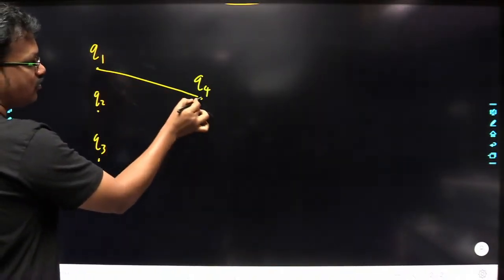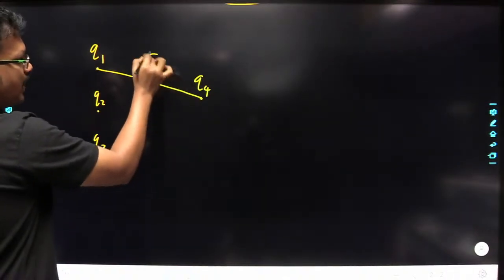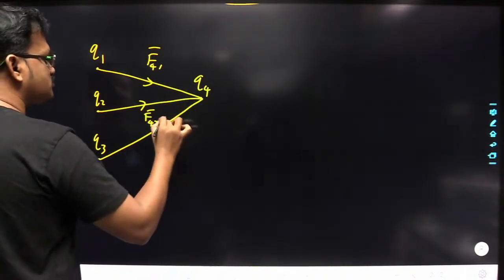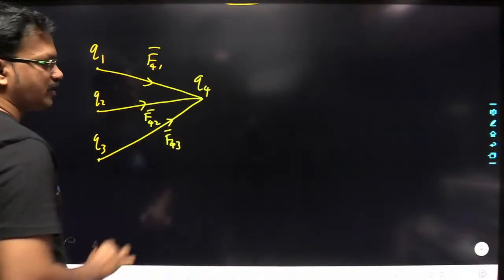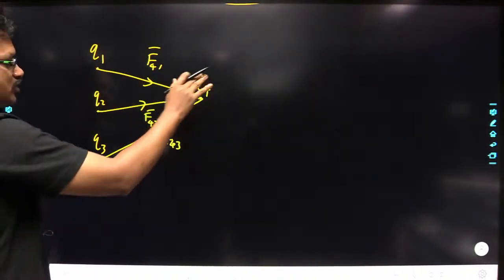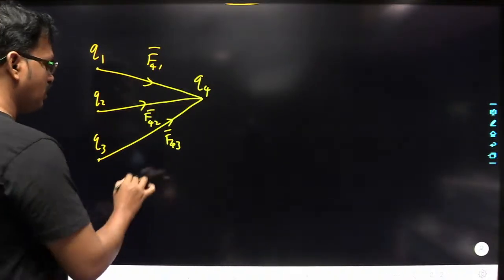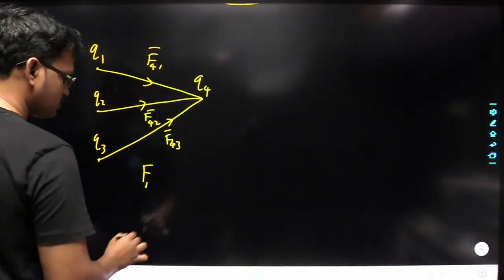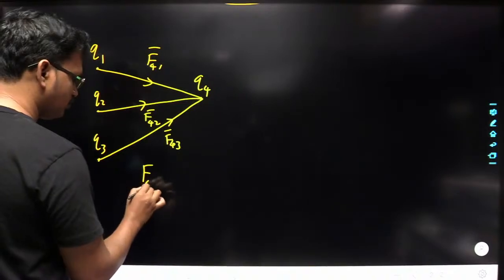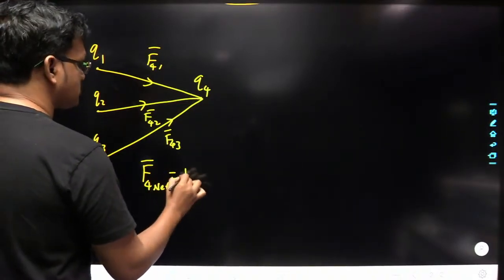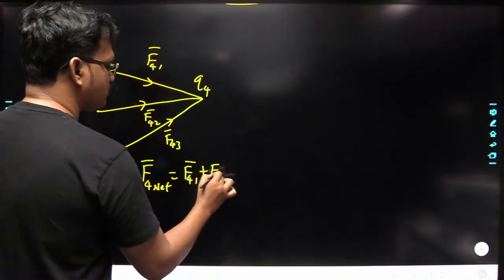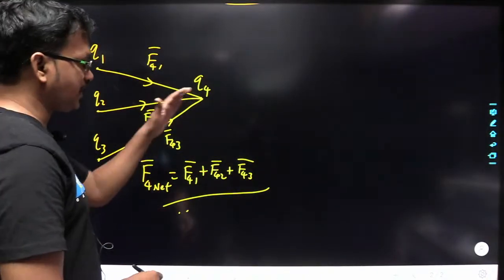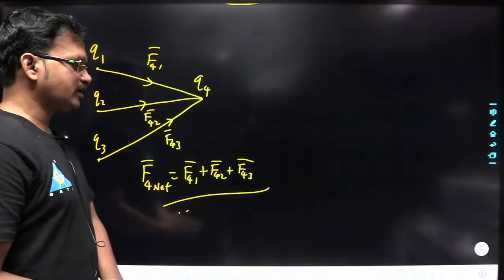You have to determine the force on Q4 due to 1, and you have to determine the force on Q4 due to 2, and you have to determine the force on Q4 due to 3, right? Okay, so here I am assuming Q1, Q2, Q3, Q4 all are of same polarity. Understood? Now if you want to determine the net force on Q4, F4 net is equal to force on 4 due to 1 plus force on 4 due to 2 plus force on 4 due to 3. So if you add up all these, you are going to get the net force experienced by Q4 due to all the other 3 charges.